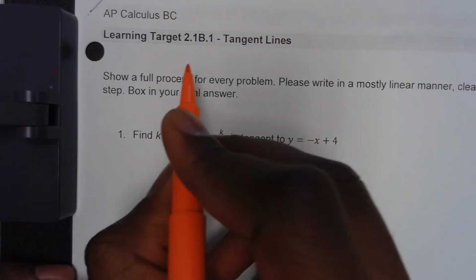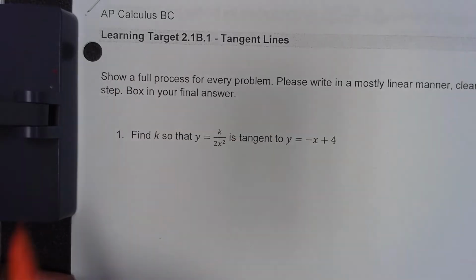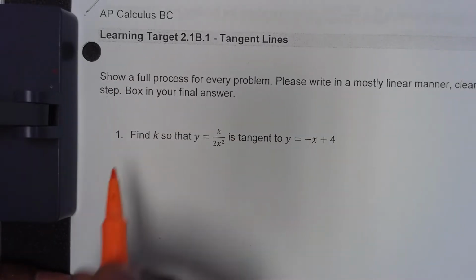Hey guys, Mr. Martin going over the quiz for tangent lines. Alright, so we'll start with number 1.